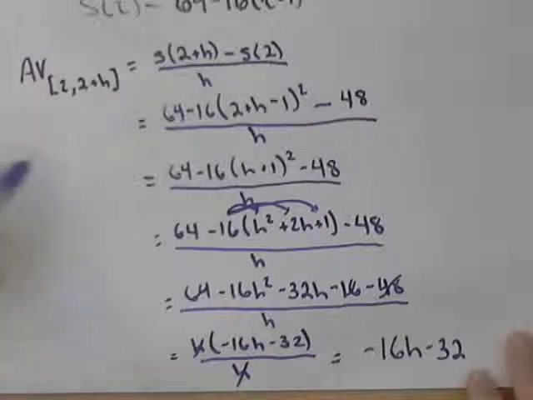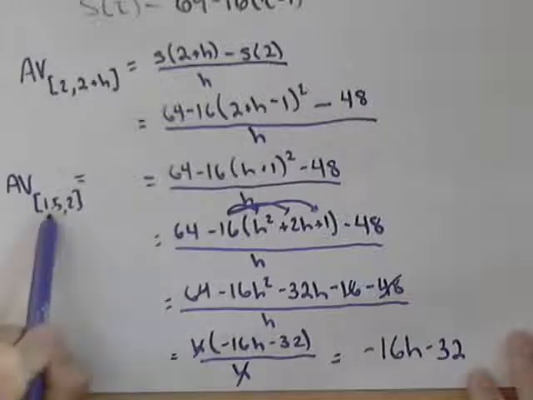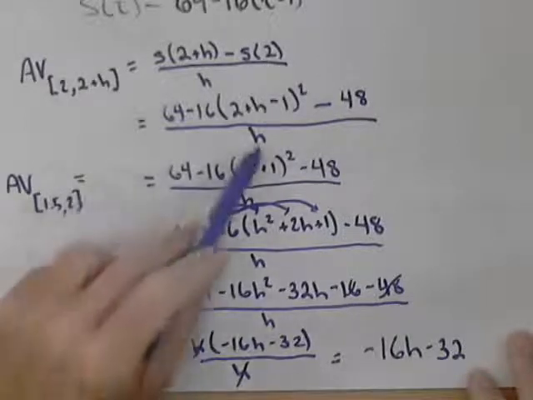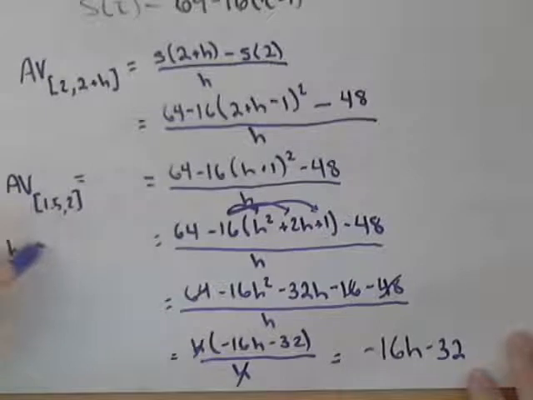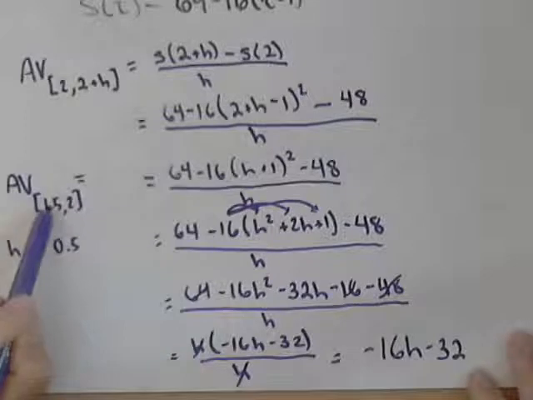Now, we wanted to compare that to the average value between 1.5 and 2. Well, we found that earlier. It was negative 24 feet per second. Well, if we're going between 1.5 and 2, remember that H is that change in input. So that means I'm setting H to be, in this case, a negative 0.5, right? Because that's the distance between 1.5 and 2.